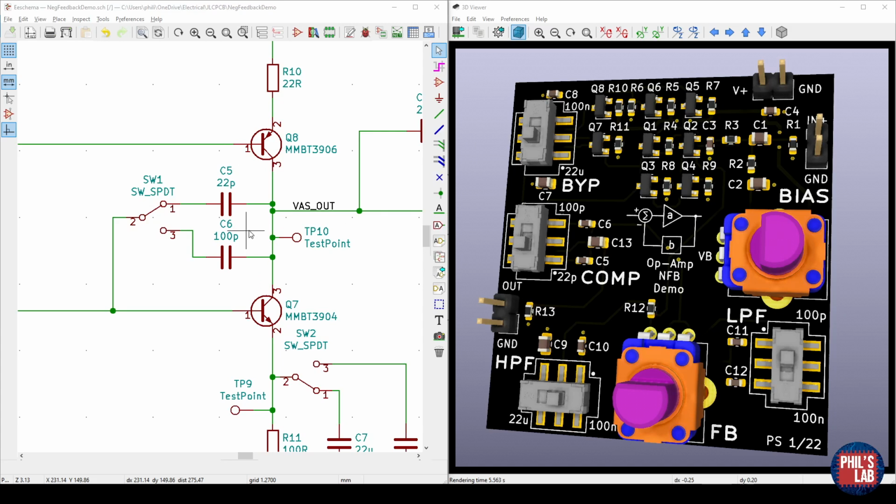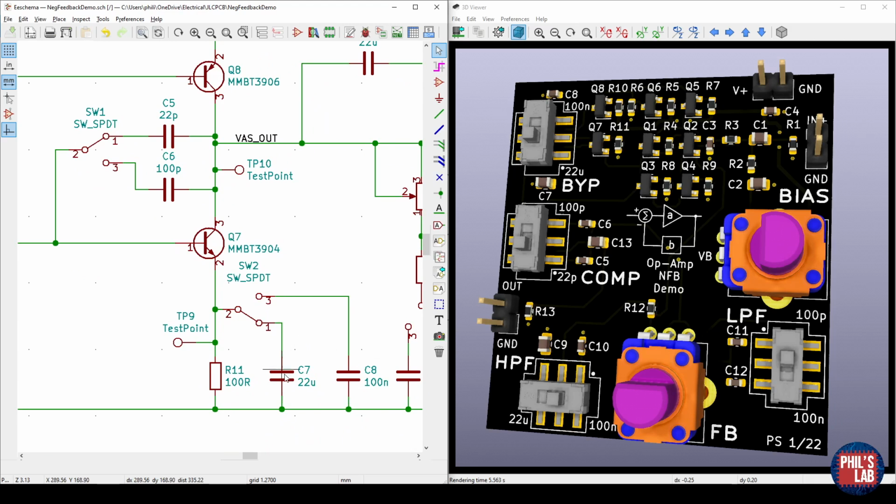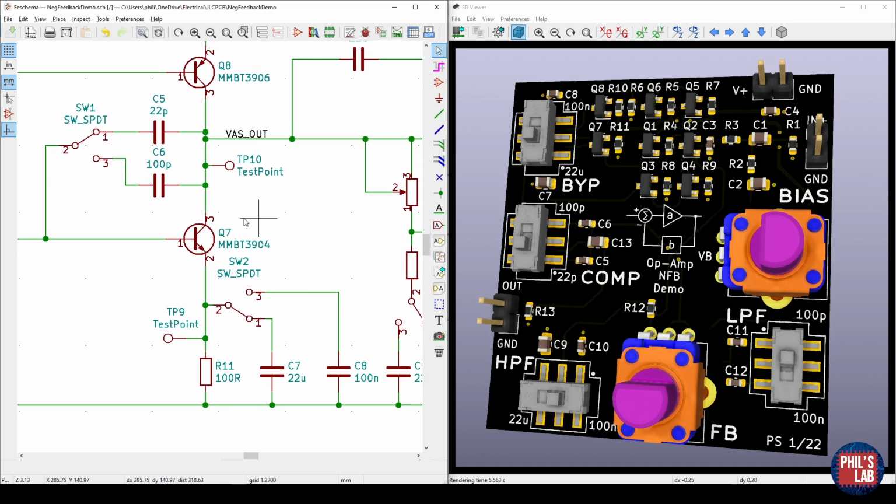In the schematic, this switches between a 22 picofarad and a 100 picofarad dominant pole capacitor, so we can see the effects on frequency response, stability, and so on. Additionally, I have a bypass switch over here, which, as the name suggests, changes the bypass capacitor value across this emitter degeneration resistor, which was used in the common emitter amplifier stage. Essentially, this will also perform some sort of high-pass filter, so with 22 microfarads, I'll get a much lower cutoff frequency than with 100 nanofarads, and we'll see that in action soon.